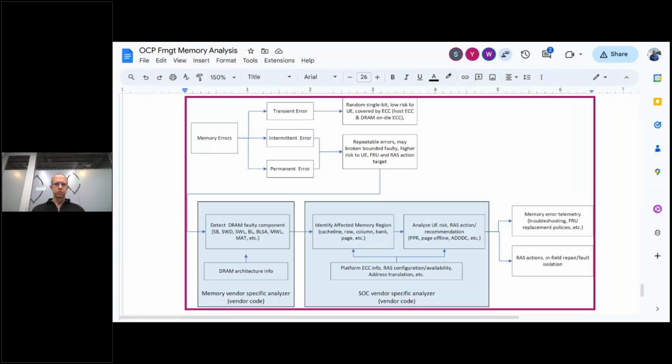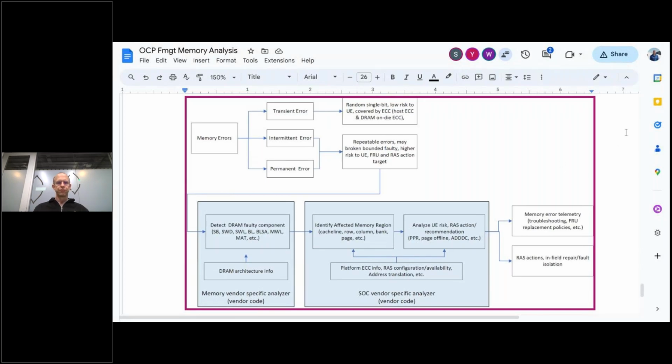The idea is, if you look at fleet-scale memory errors from a temporal perspective, we see there could be transient errors, intermittent errors, and permanent errors. Most transient errors could be caused by random failures. Given a transient error, there is a relatively lower risk of a fatal uncorrectable error, because most transient errors are single-bit, and currently the most effective way to cover them is ECC, either host-side ECC or DRAM on-die ECC. That design can cover most transient errors.